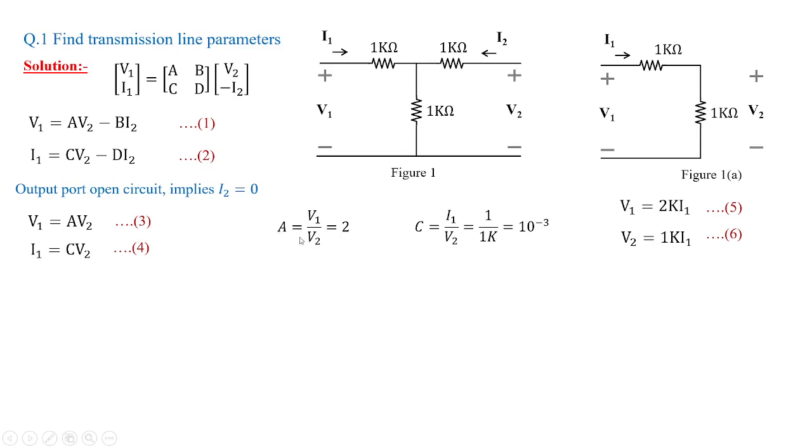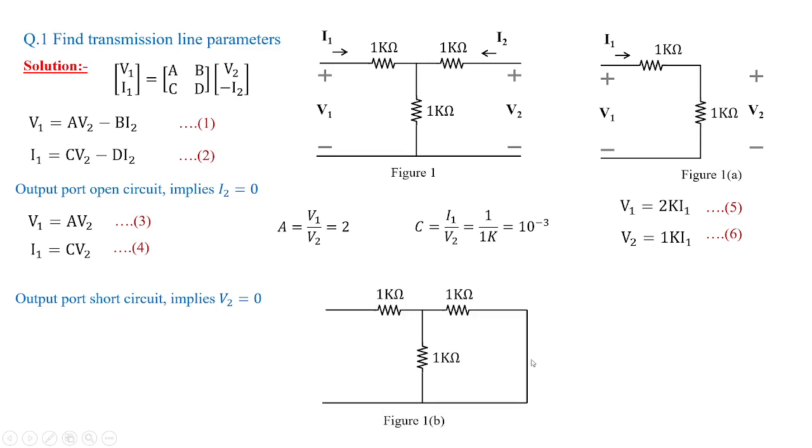A is known as the reverse voltage gain, whereas C is known as the transfer admittance when output port is open circuited. Now what we are going to see, we are going to apply the short over this port 2. So we are going to make here V2 equal to 0. So this is shorted like this and figure 1b is obtained from figure 1.